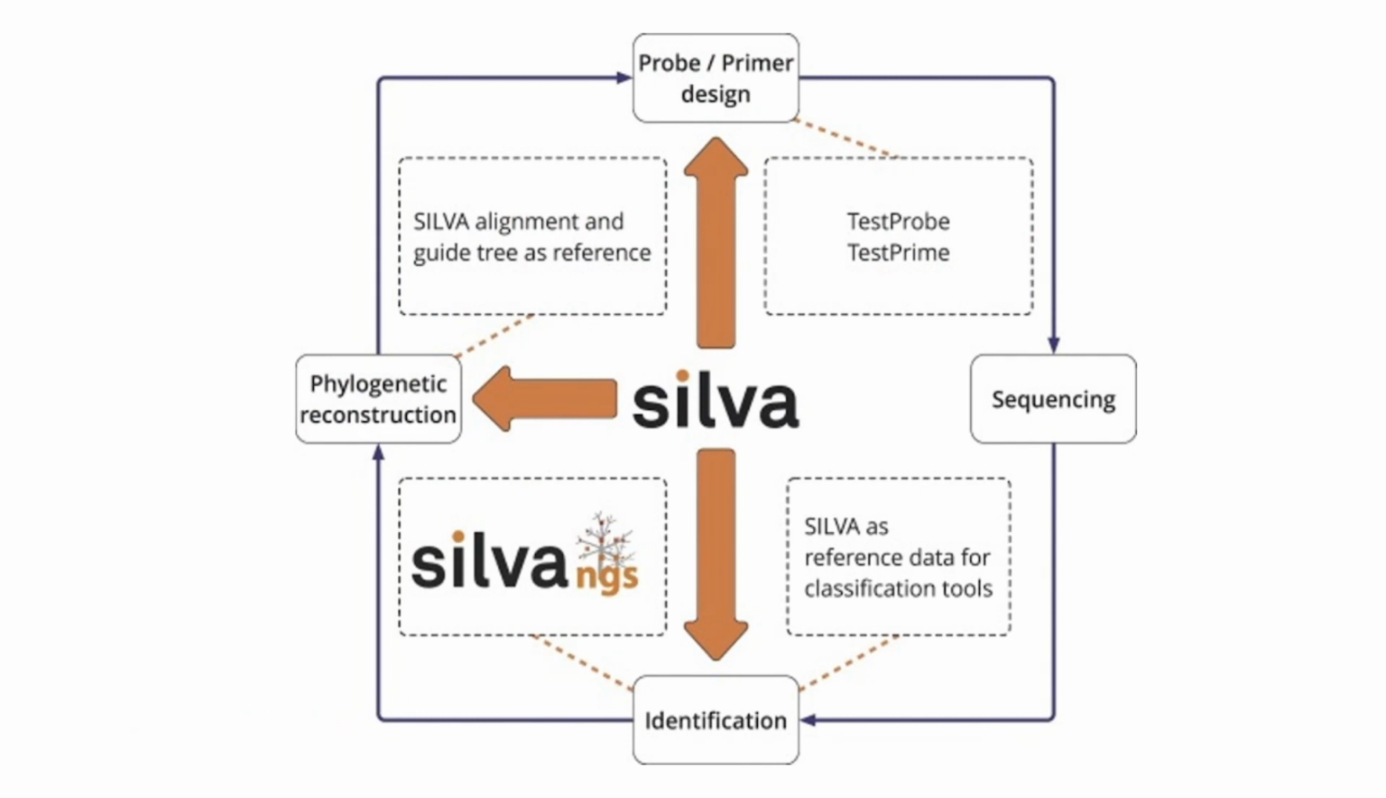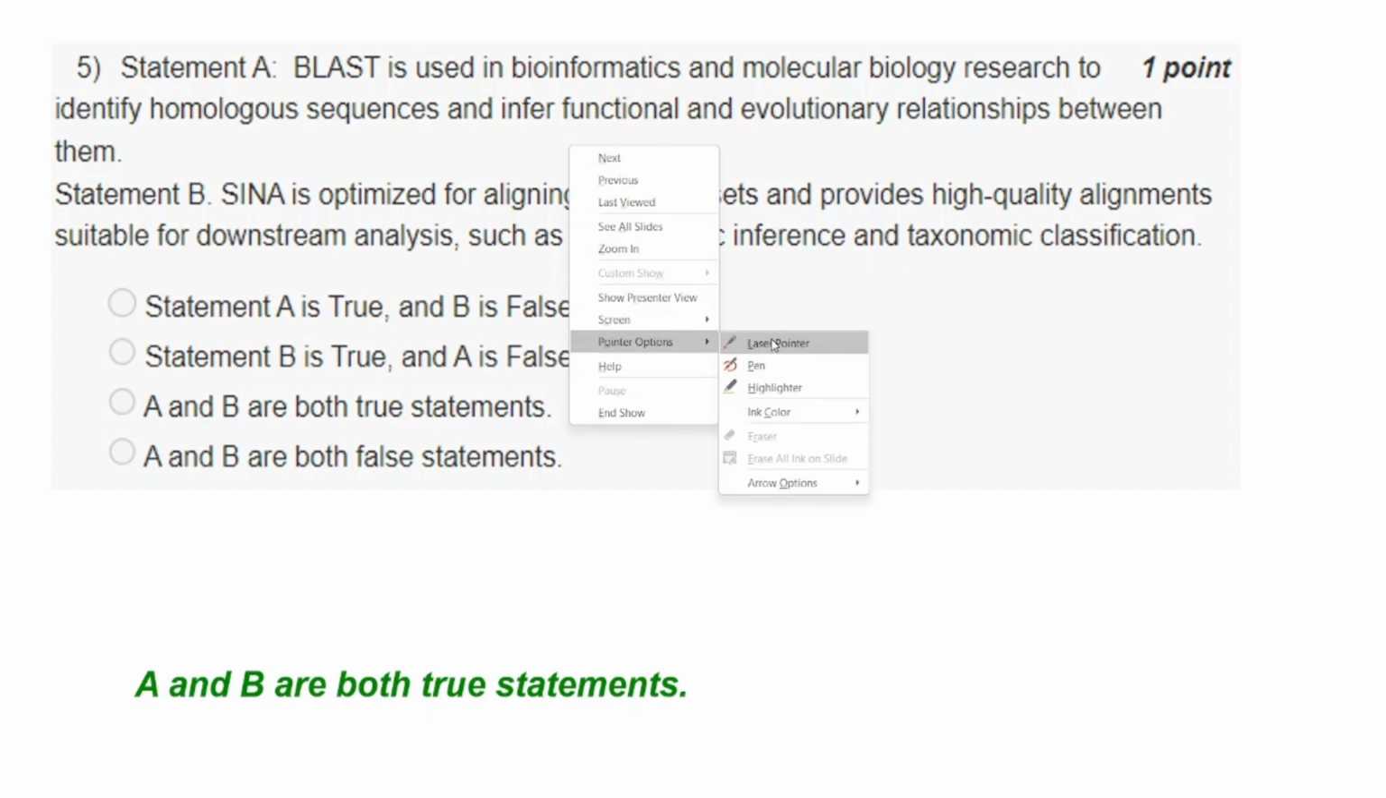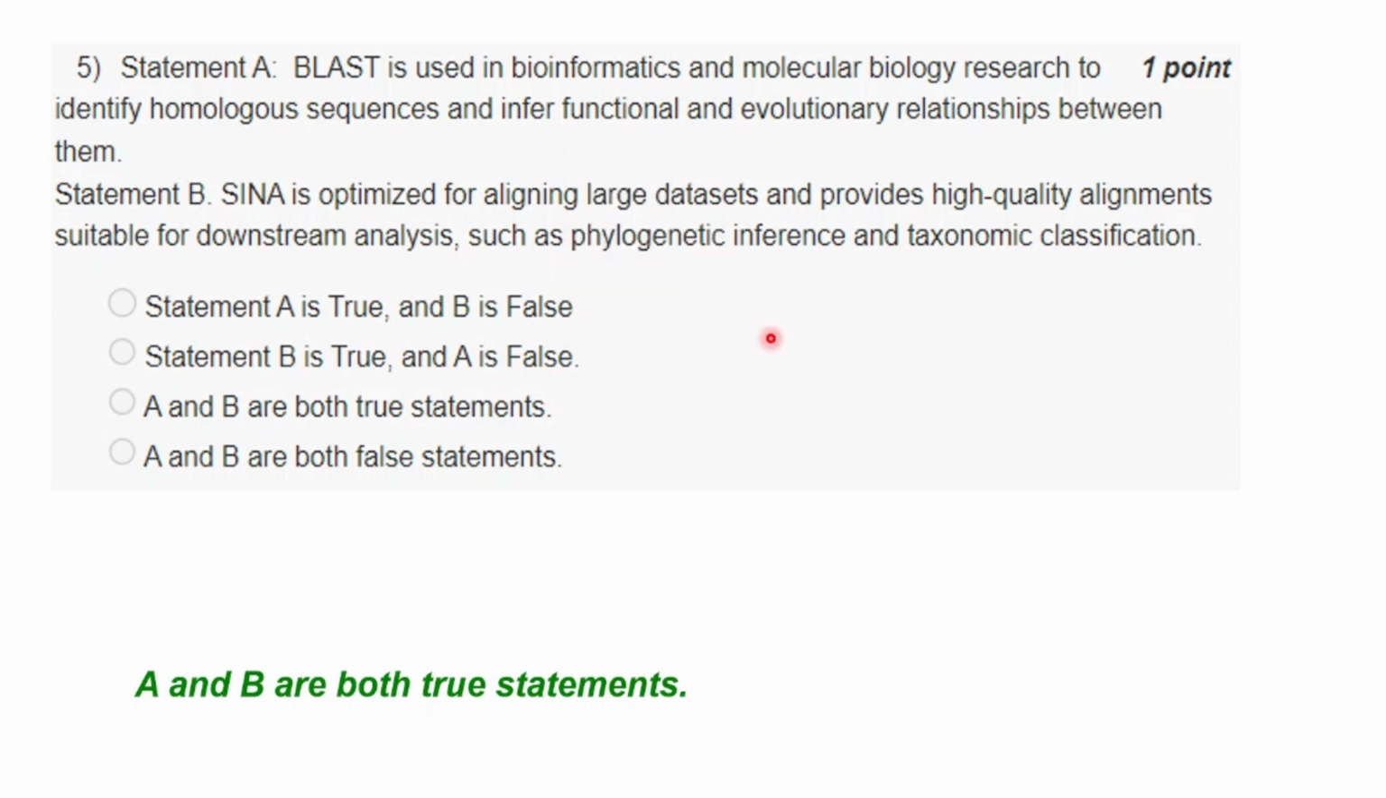So let's talk a little bit about BLAST. BLAST is a widely used bioinformatics tool. The full form of BLAST is Basic Local Alignment Search Tool. It's basically used to search for similar sequences in databases, and it is primarily used for identifying homologous sequences and inferring functional and evolutionary relationships between them.